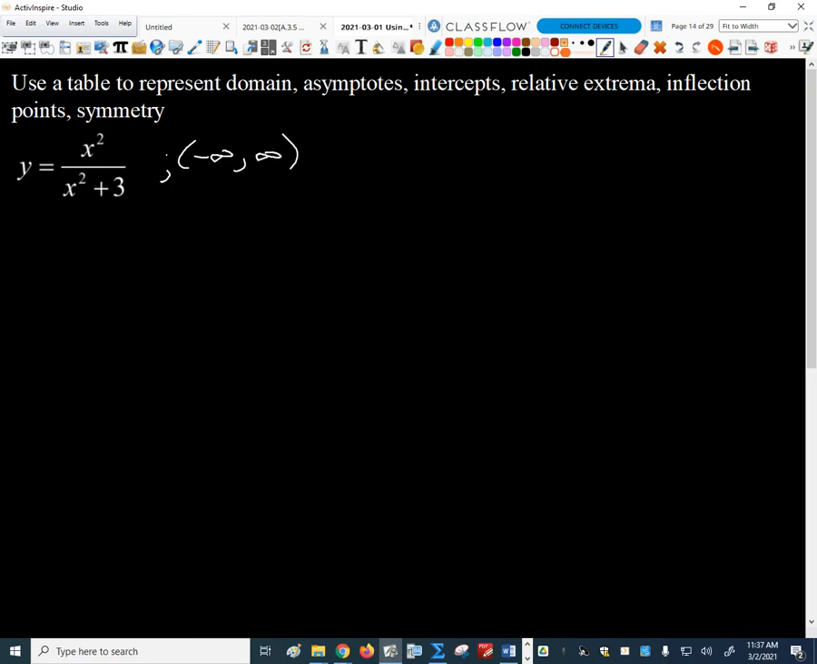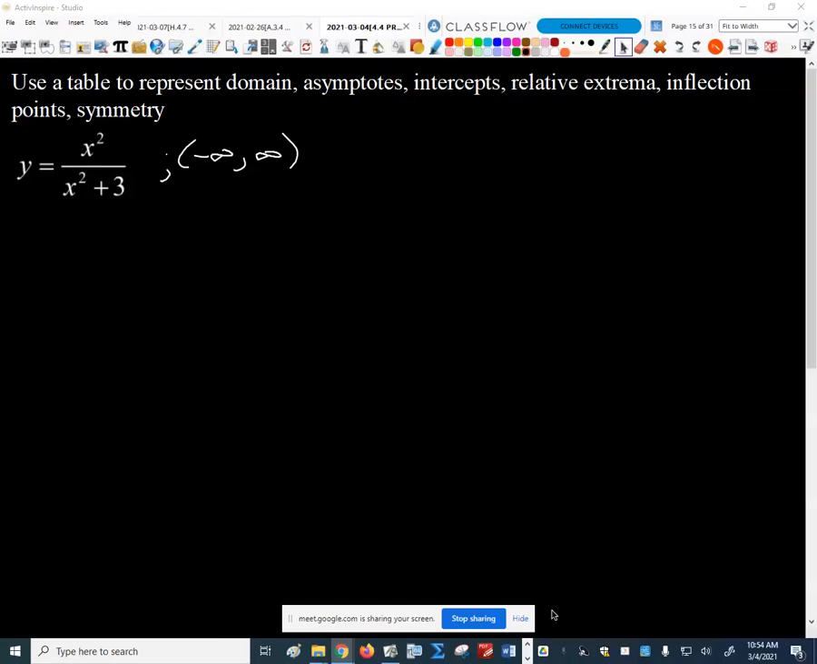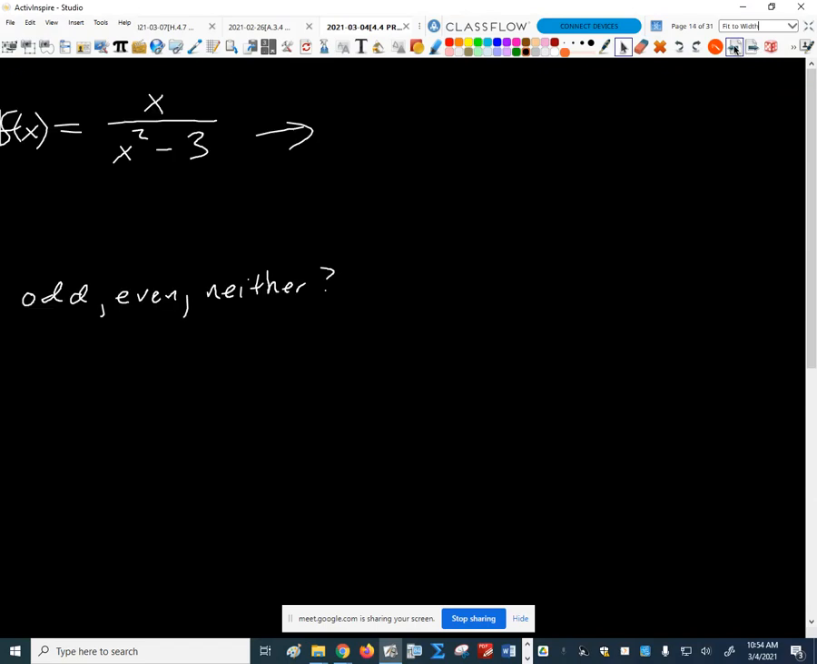Okay, let's look at symmetry. Does this have odd symmetry, even symmetry, or neither? We want to use tables here to represent this function, and we want to find all of the important stuff: asymptotes, intercepts, relative extrema, inflection points. We want to ask if there's any symmetry. Yesterday, we started to look at this example. Did we finish talking about the symmetry? I can't remember. What did we say about the symmetry? We said that this one had odd symmetry.